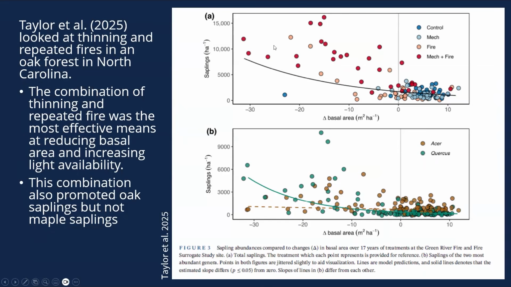You can see on this top. And if you look at what those saplings were, they were largely oaks, right? And so again, the combination of mechanical thinning and fire over a 17-year period, and this was repeated fires, really was the best technique to get oaks on the ground.